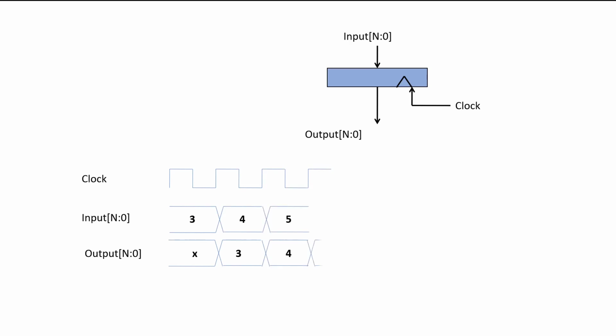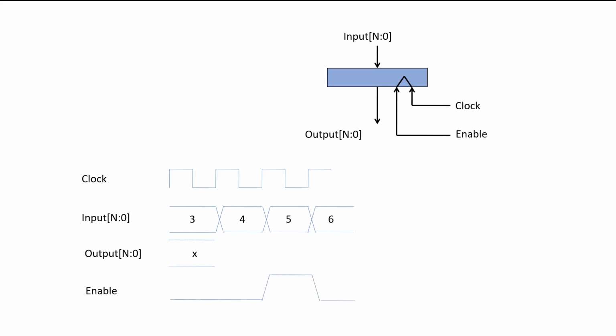We often have an additional enable signal as well. The input value is stored only when the enable signal is high at the rising edge of a clock. For example, here's some unknown prior value of x which was already stored, and it will remain stored in the register until we have an enable signal at the rising edge. In that case we shall store whatever is at the input. In this case it's 5.